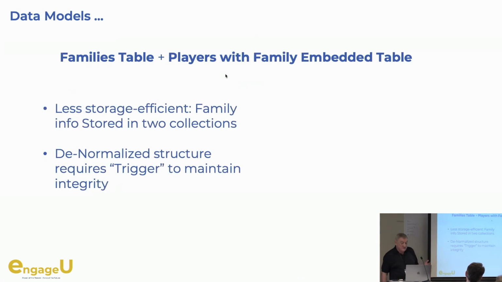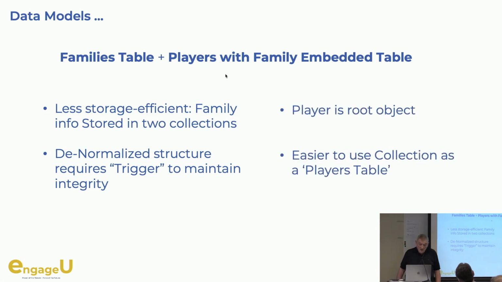Less storage efficient. Obviously, we're duplicating data. Storage efficiency isn't as important as it was back in CJ Date's day. Denormalized structure requires a trigger to maintain data integrity, though, so that when I change a family's address, all the players get updated. But the player is the root object, which makes it easier to use the collection as a players table.